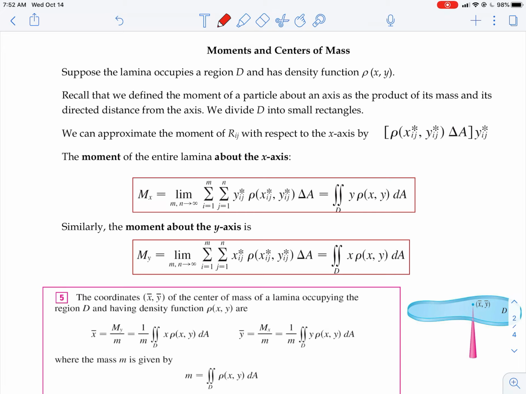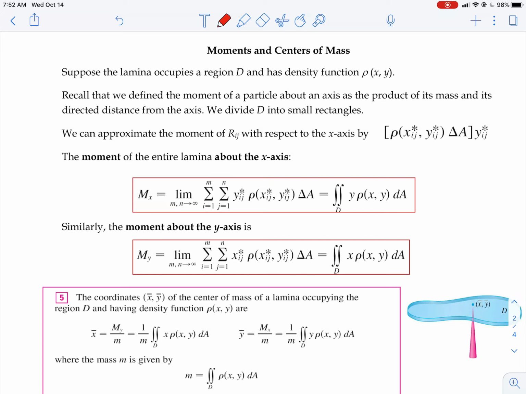Moments and center of mass. Suppose the lamina occupies a region D and has density function rho of x, y. Recall that we define the moment of a particle about an axis as the product of its mass and its directed distance from the axis. We divide D into small rectangles.